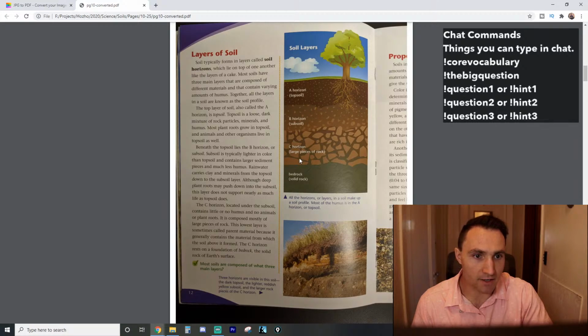So we're talking about this. If you look at the picture on the right, we're looking at the C horizon. The C horizon contains little or no humus and no animals or plant roots. It is composed mostly of large pieces of rock. This lowest layer is sometimes called parent material because it generally contains the material from which the soil above it formed.